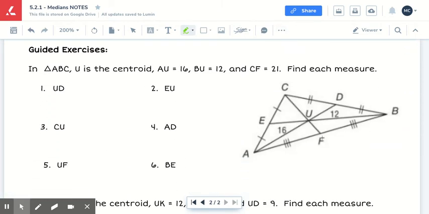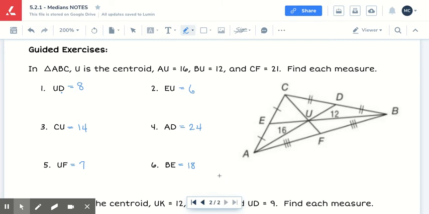Alrighty, so now we've got a guided exercise here. I'm just going to read through it with you, and then you're going to pause the video and see if you can find all of the pieces that they're looking for, and then come back and see how you did. So it says in triangle ABC, U is the centroid, and AU is 16, BU is 12, CF is 21. Now just to be clear, CF, that's the entire length of the median here, from the vertex to the opposite side. And then they want us to find each measure. So you're going to find each of the ones that they're asking here.